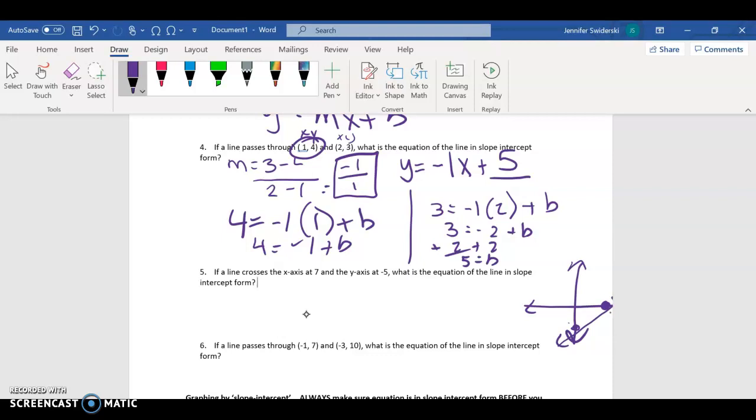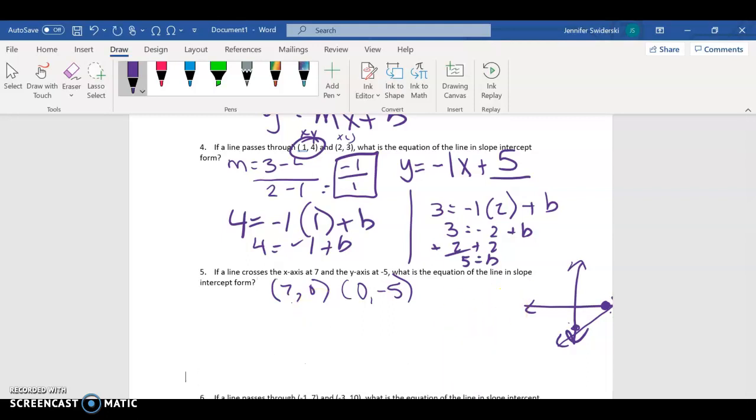Well, let's think about it. What point is this right here on the x? Well, I go 7 to the right, 0 up and down. Down here, I have 0, -5. So what do I need to do to write this in slope-intercept form? Well, we're going to have to find our slope first, right? My slope is always y2 minus y1. So I have y2 is -5 minus y1 is 0, over x2, 0, minus 7. I'm going to get -5 over -7, which simplifies to 5/7 for my slope.